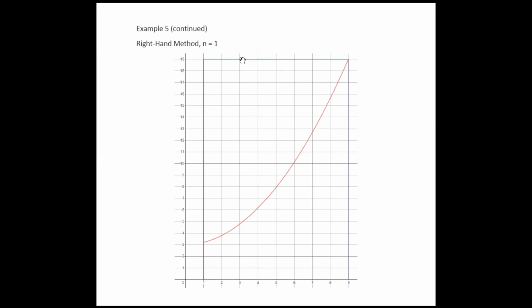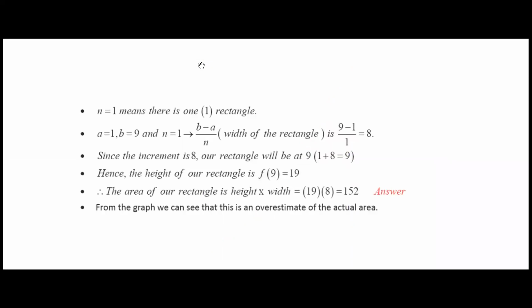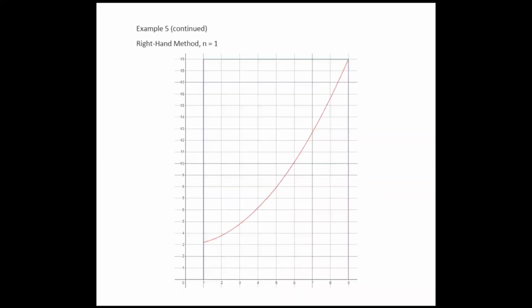So there is my first rectangle. Its width is going to be 8, since 9 minus 1 is 8, and this is its height, which looks like it's going to be 19. The area of this rectangle is 19 by 8, which is 152. Now, this happens to be a great overestimate, is it not? Look, I only want this area, and I've got the whole thing. So this is way too big an estimate.